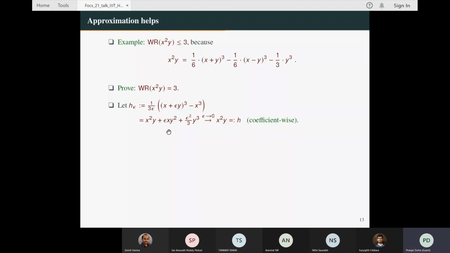So what is happening here? What really is happening is that there are these h epsilon polynomials. They have Waring rank less than or equal to 2. Think of epsilon as some real number, so this is like a sum of 2 cubes. So this has Waring rank 2 for non-zero epsilon. As I said, you cannot really put epsilon equal to 0. And h epsilon tends to h. The limit is x square y, but the moment you reach x square y, its Waring rank cannot be 2, it is 3.